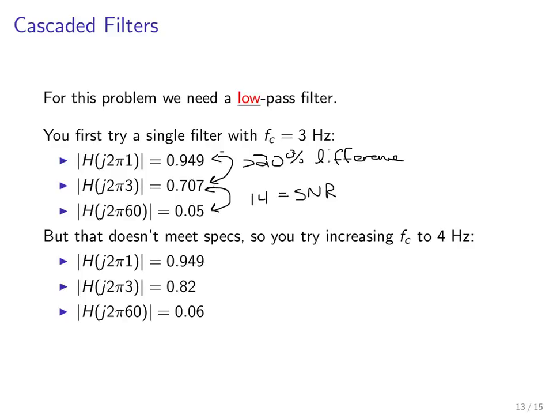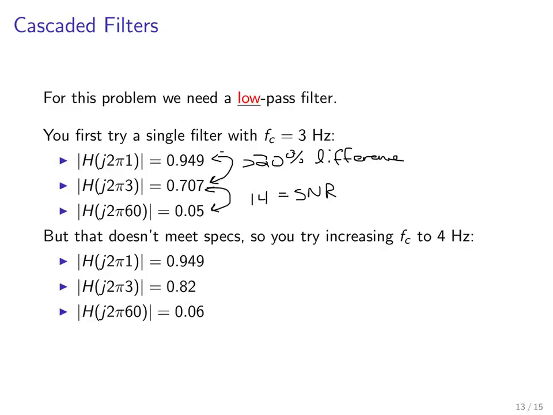We get that by evaluating the transfer function amplitude at 60 Hertz and looking at how it compares to that at 3 Hertz. But of course that doesn't meet the specs, because we met neither our 20% difference spec nor our SNR spec. So let's say that we try increasing the corner frequency to 4 Hertz, but still using a single amplifier. Now at 1 Hertz we get 0.949, and at 3 Hertz we get 0.82.